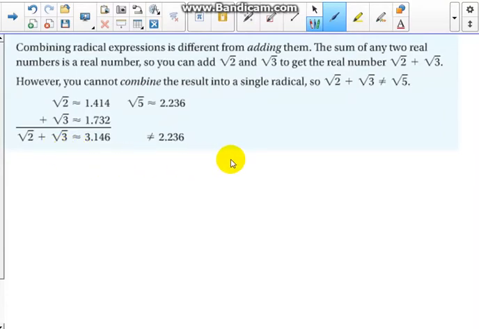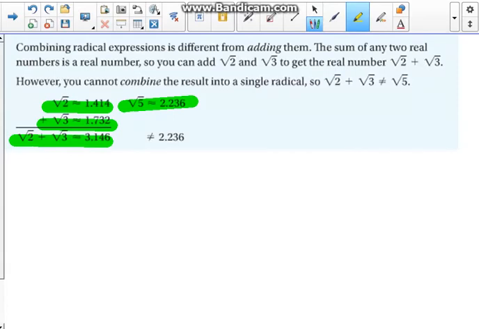When you work, here's proof that they are not the same. So there's radical 2, radical 3, and radical 2 plus radical 3 is 3.146. And when they do a radical 5, see, it's a completely different number. So be careful. You can't just add the radicands together of square roots. Okay.